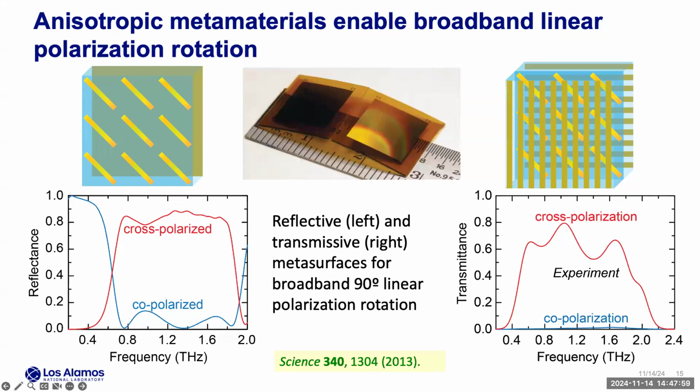If you want to do it in transmission, it's actually a 3-layer device where the front and the back act as polarizers, basically. They transmit in one direction and reflect in another. So again, this demonstrates how you can convert one polarization to a second polarization with reasonably high efficiency.